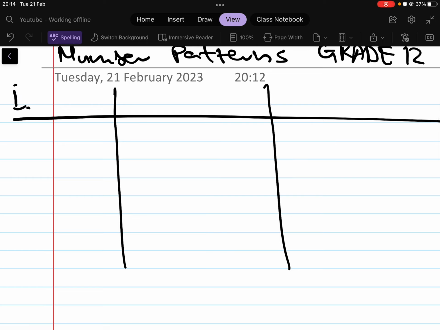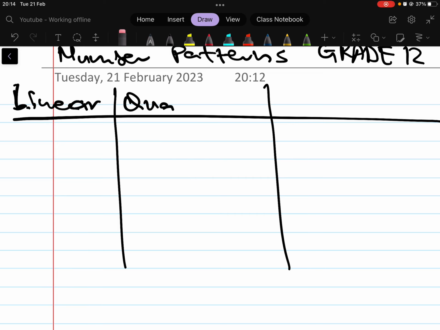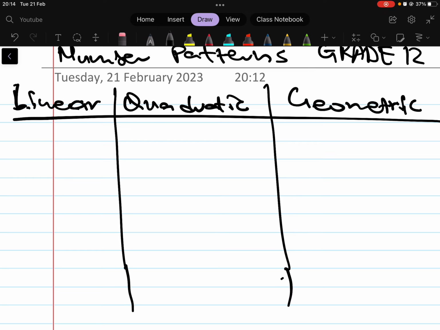We have linear, and then we have quadratic, let me get the spelling right. And then we have geometric. So I'll just try to summarize the difference between the three types of number patterns in this video. So the main difference obviously is the general formula for each.